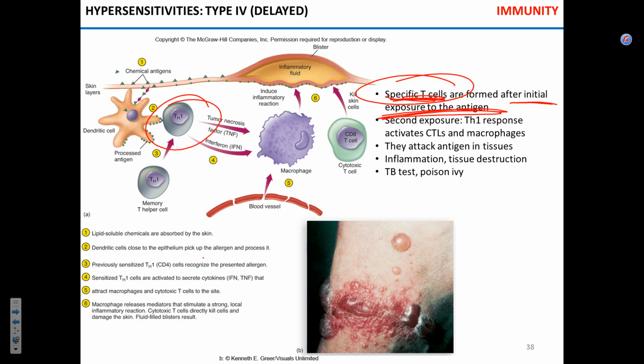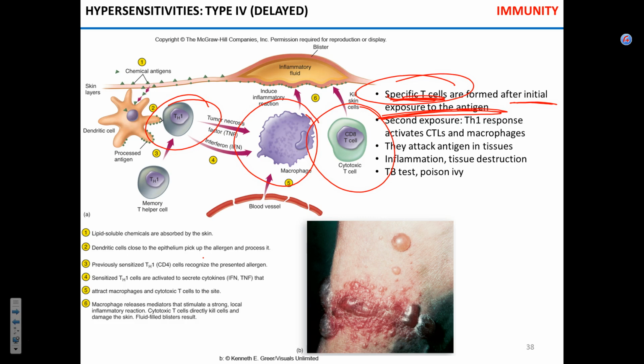These helper cells will stimulate macrophages and cytotoxic T cells to go after those particular cells in the skin that carry this TB tuberculin antigen. Does it make sense? And those CD8 cells, cytotoxic lymphocytes and macrophages, will start to destroy basically the part of the skin where the antigen was injected. So you form that pustule, that fluid filled thing, right?